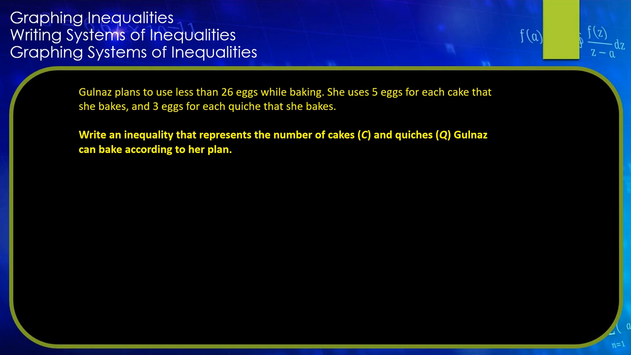Gulnaz plans to use less than 26 eggs while baking. She uses 5 eggs for each cake that she bakes and 3 eggs for each quiche that she bakes. Write an inequality that represents the number of cakes, C, and quiches, Q, Gulnaz can bake according to her plan. So take a moment, see if you can write out an inequality, see which one of the ones that I'm going to give you as choices seem to fit the bill, and then we'll go through it.